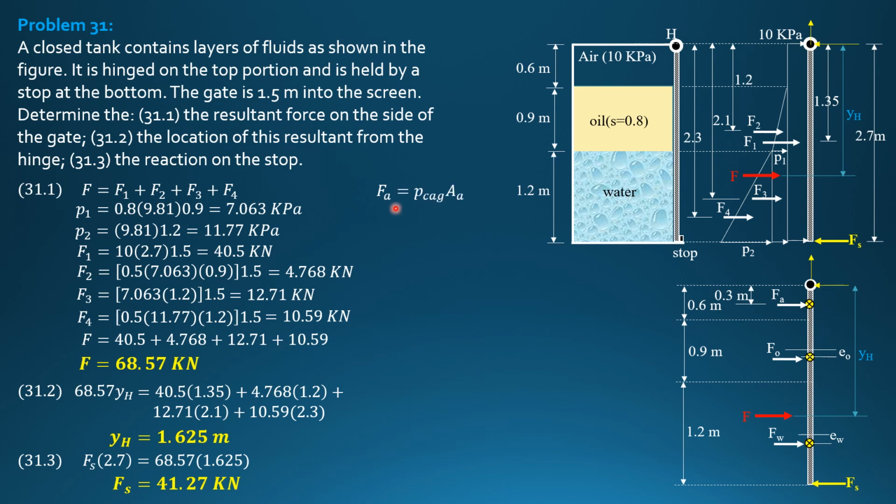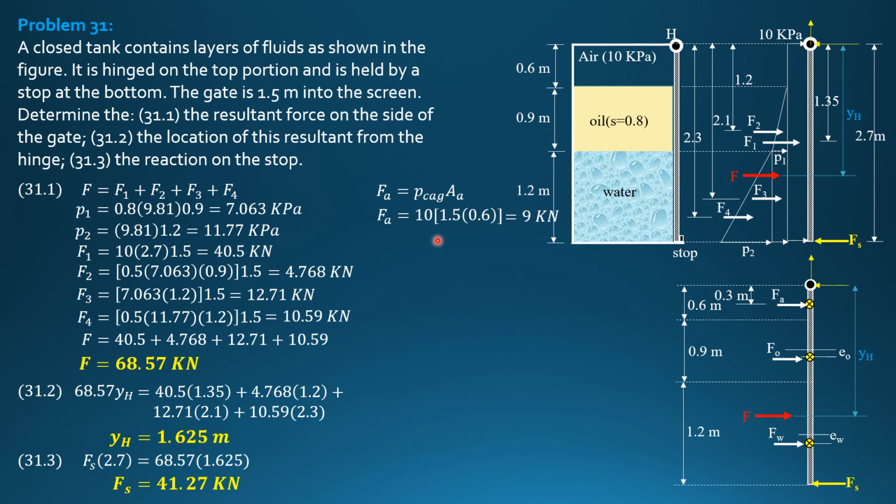So F, force of air, is pressure at the centroid of air times area of air. Now the pressure at the centroid of air, because this is constant, is always 10. So 10, and the area of air is 1.5 perpendicular to the board times height 0.6. So it is 10 times 1.5 times 0.6, 9 kilonewtons.